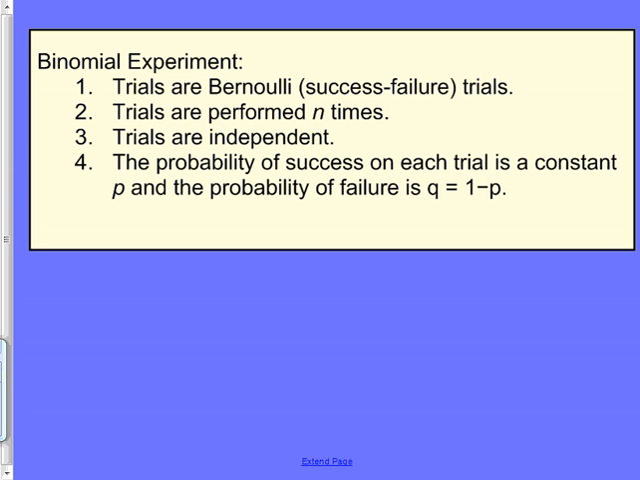Okay, so we're doing something called binomial. To be a binomial, it has to either be success or failure. You're going to only do it a certain number of times. They're independent from each other, like this one doesn't affect the one before it.